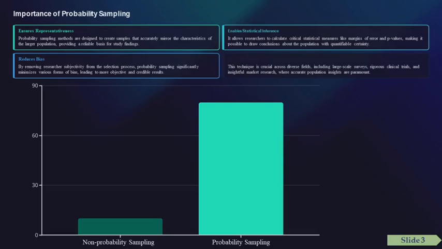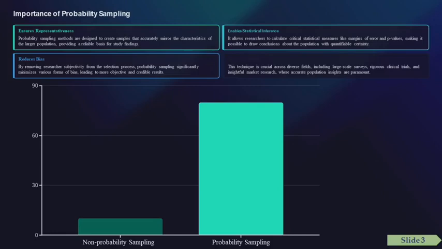Importance of probability sampling. First, it ensures representativeness. These methods create samples that mirror the population's characteristics, providing a reliable basis for findings. Secondly, it enables statistical inference, allowing calculations like margins of error and p-values to draw quantifiable conclusions. Third, it reduces bias by removing researcher subjectivity, leading to more objective results. And finally, it has broad applications in surveys, clinical trials, and market research where accurate insights are essential.